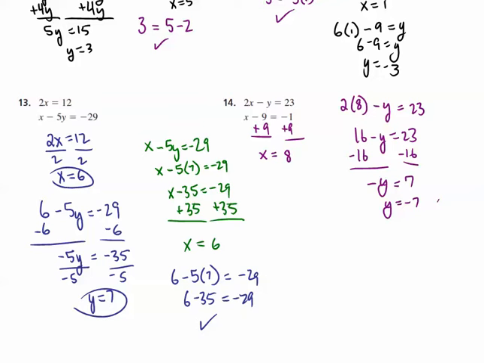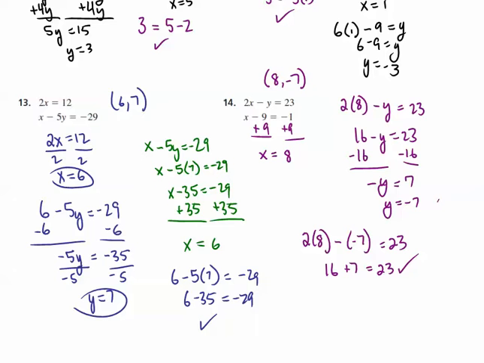Now I have the 2. I have to plug them into the first equation since that's the only one that has both x and y. 2 times 8 minus negative 7. Does that equal 23? We get 16 plus 7. Indeed, it equals 23, and we're good there. So the solution on the first system, number 13 here, was 6, 7, and on the second system of equations, it was 8, negative 7.